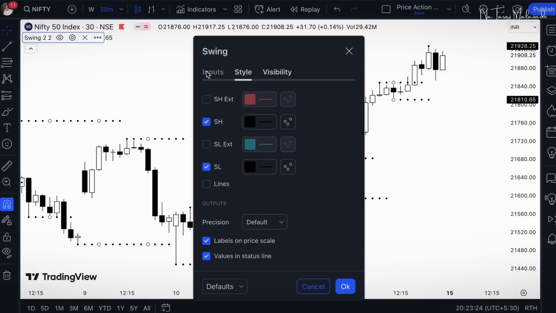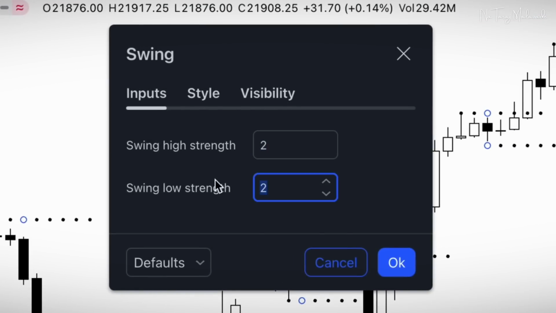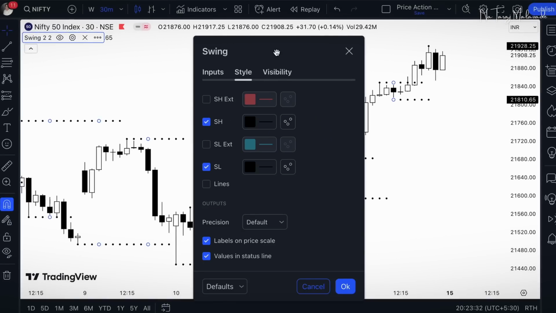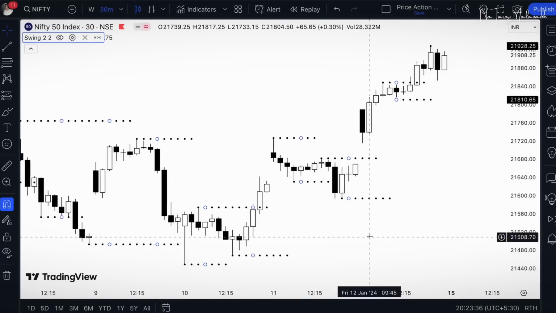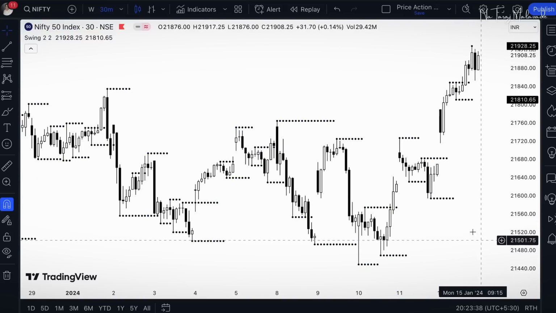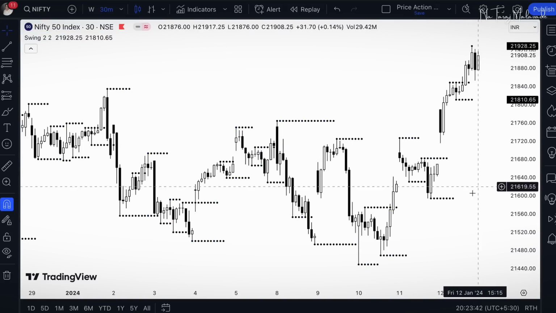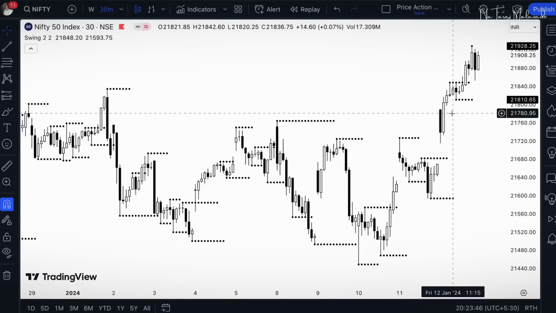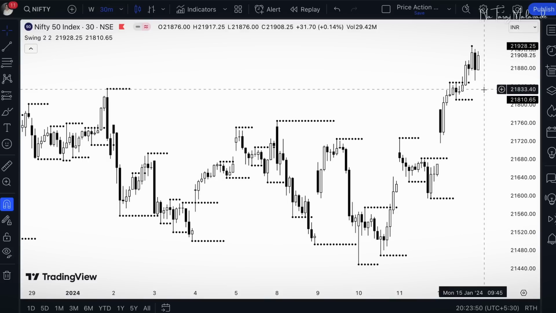As per this, for both strength settings, I have set the value to 2. There are also options to customize the appearance and style settings to your liking. You can do that later. The main thing is that with this indicator, you can objectively identify price swings on the chart. This is definitely helpful because it is going to help us identify price movements and existing trends. Now let's move on to the next important point: how to analyze market sentiment for any given day using price action trading.